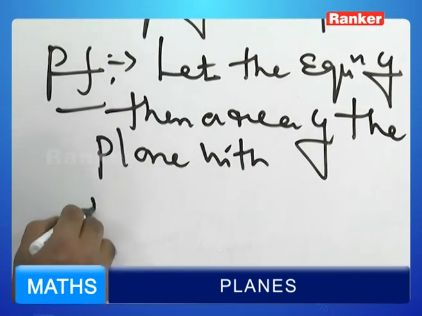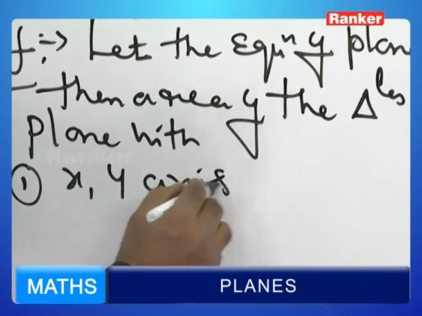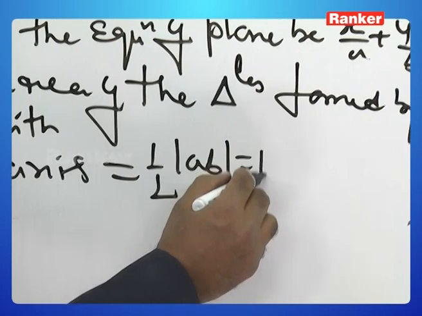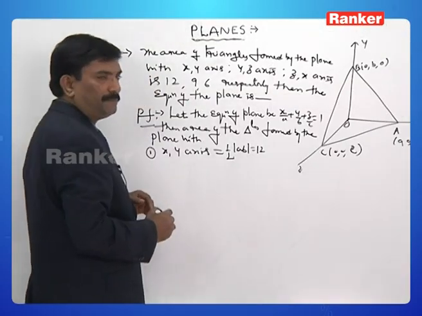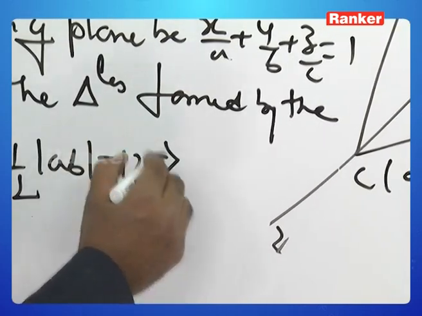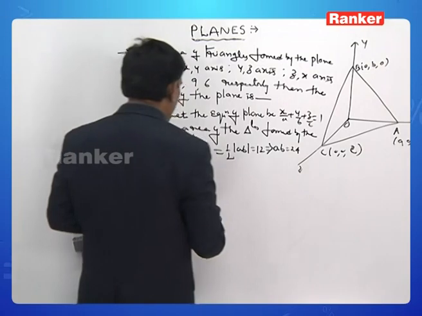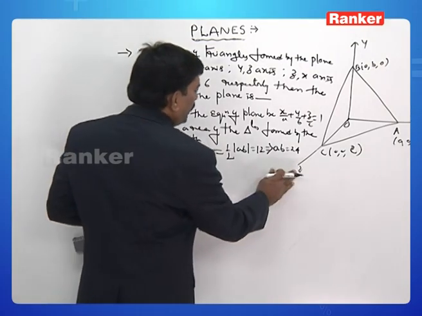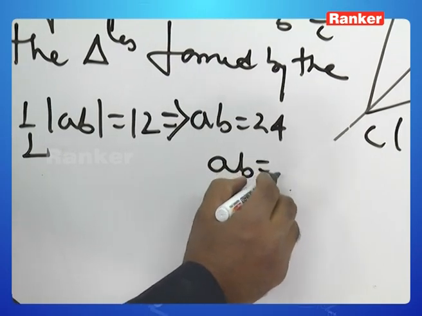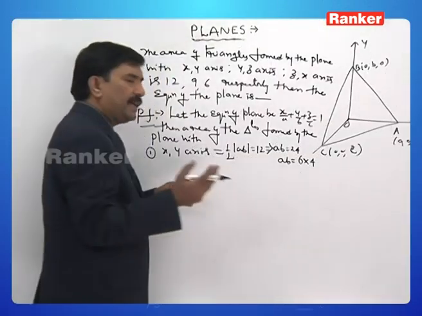with first one x comma y axis is equal to half into modulus of AB is equal to 12, which implies AB is equal to 24. So therefore, now I can write AB is equal to 6 into 4 or 4 into 6 as you please.